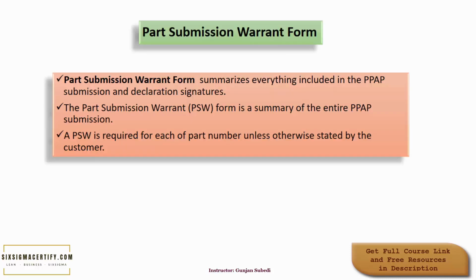Finally, we have the final element, the part submission warrant, or the part submission warrant form. This summarizes everything included in the PPAP submission and declaration signatures. The part submission warrant, or PSW form, is a summary of the entire PPAP submission. A PSW is required for each product part unless otherwise stated by the customer.